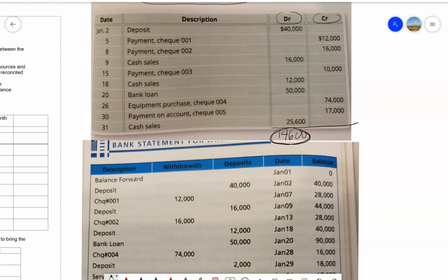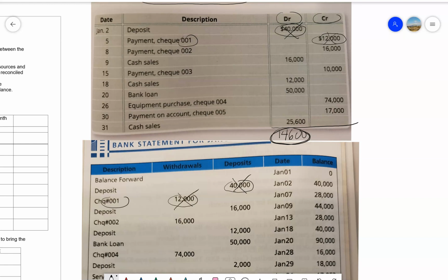Let's look at this $40,000 deposit. Does that show up on the bank statement? Yes, it does, and so I can cross it out because it's on both. Let's go to the next amount. Check number 1, 12,000 credit. That's going to reduce our cash. Does that show up on the bank statement? Yes. Check number 1, 12,000 withdrawal. We can cross that out.